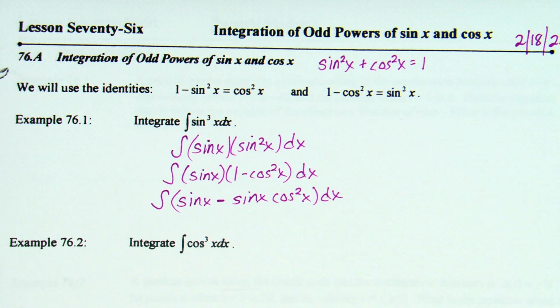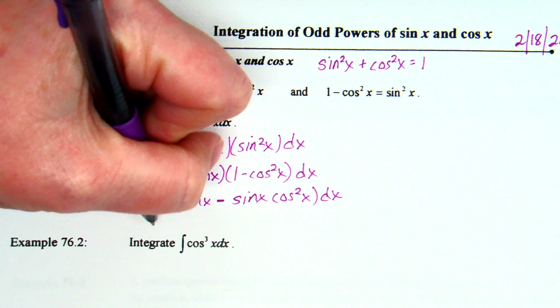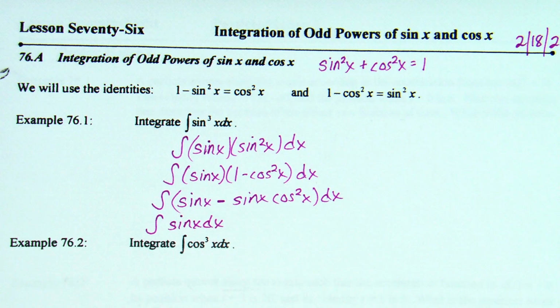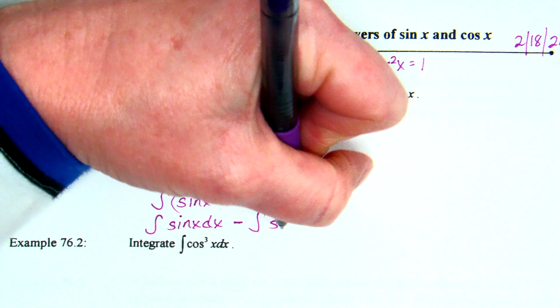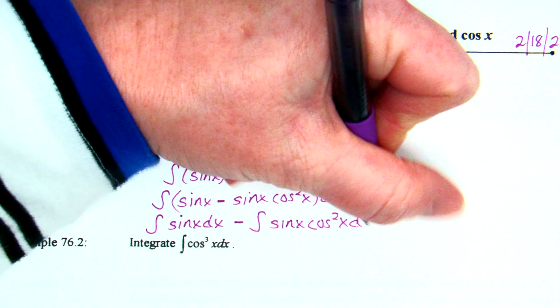Officially, I have two pieces being subtracted. Those two pieces being subtracted can be integrated individually. Not saying you have to write it out in two separate integrals, but I'm going to for the purposes of what we're doing today. So one integral we're going to have is the integral of sine x dx, minus the integral of sine x cosine squared x dx.